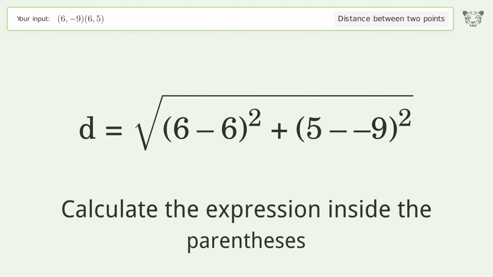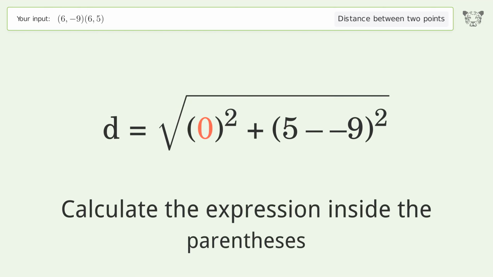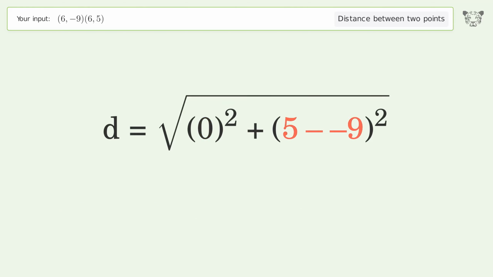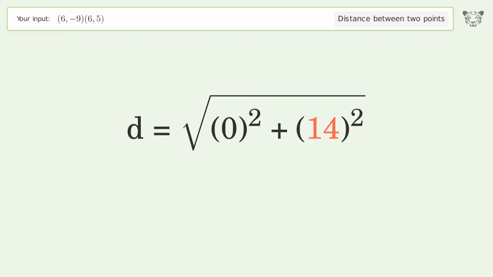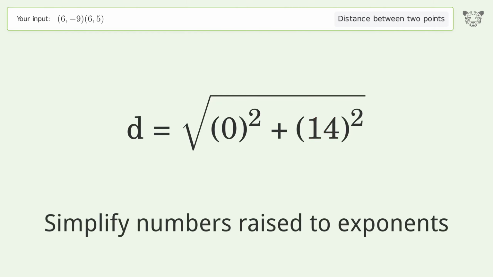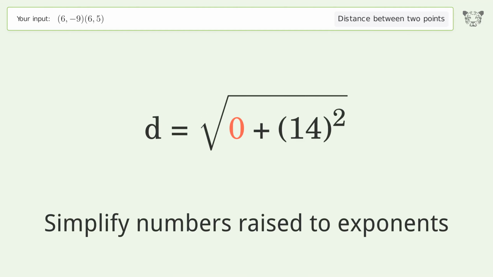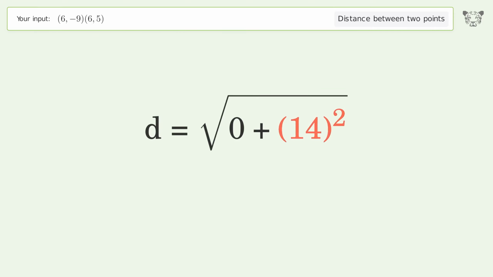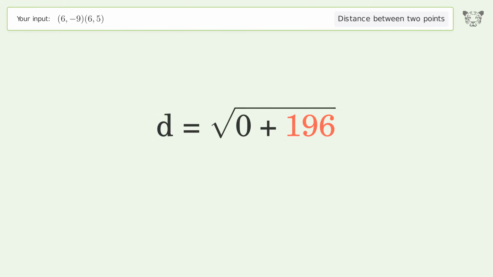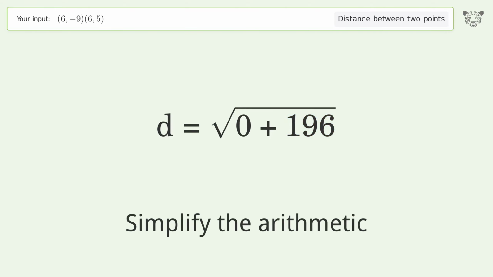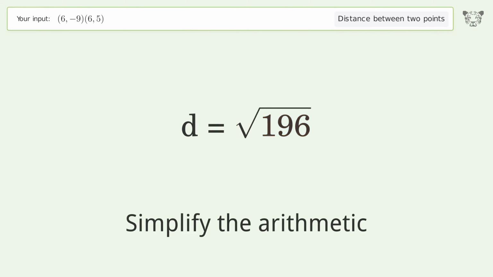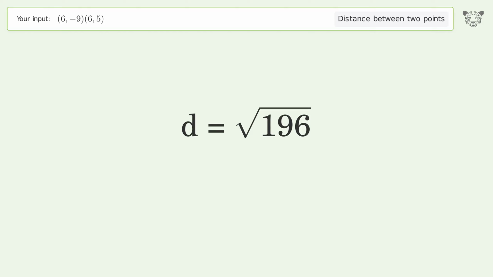Calculate the expression inside the parentheses. Simplify numbers raised to exponents. Simplify the arithmetic. And so the distance between the 2 points is the square root of 196, or 14.